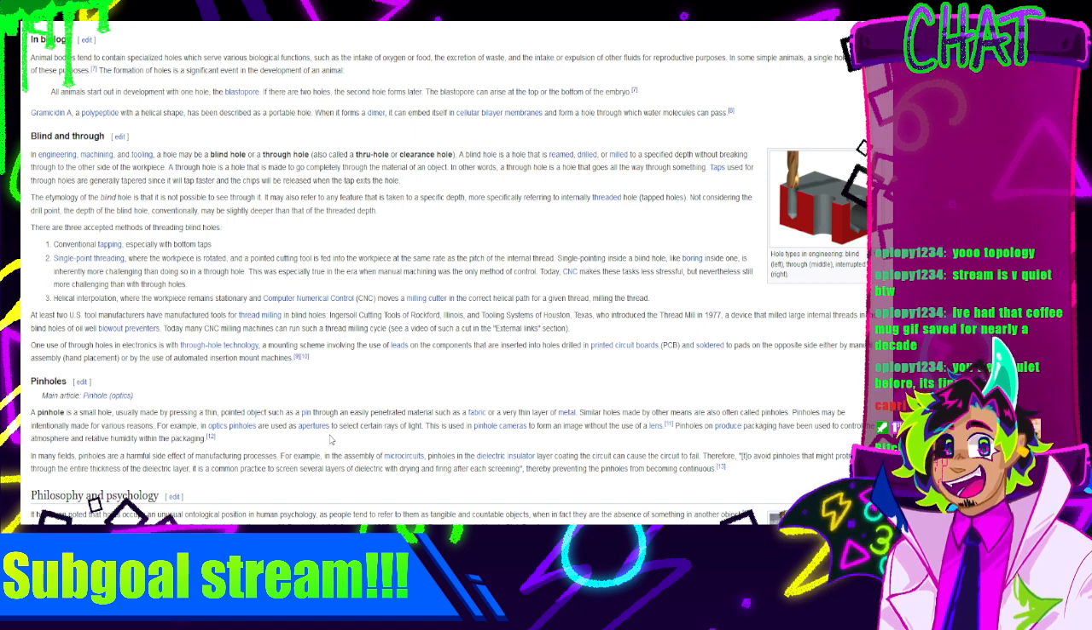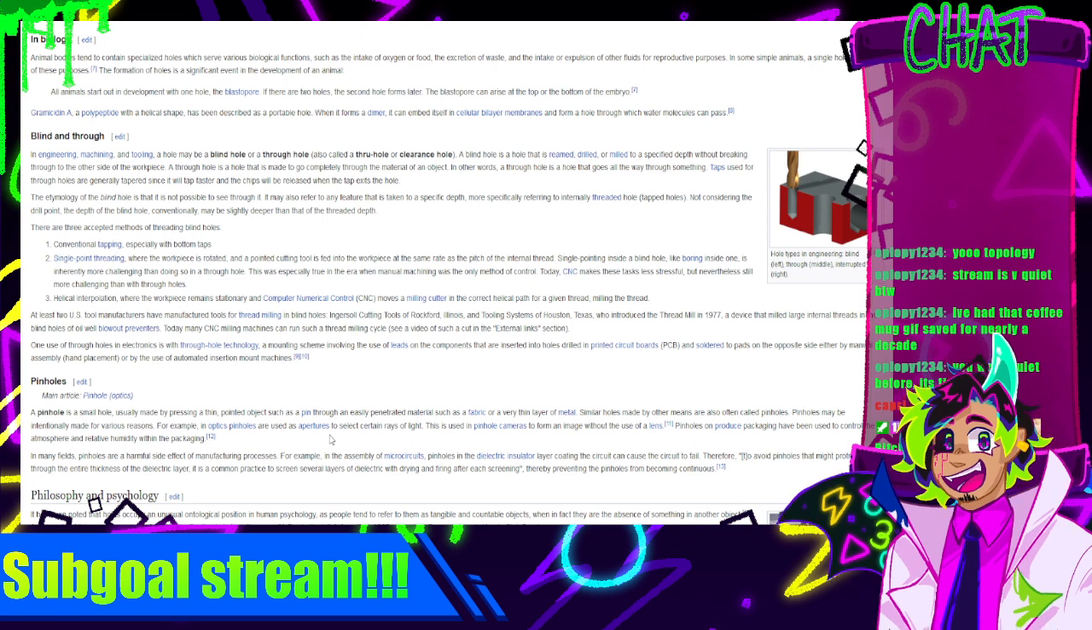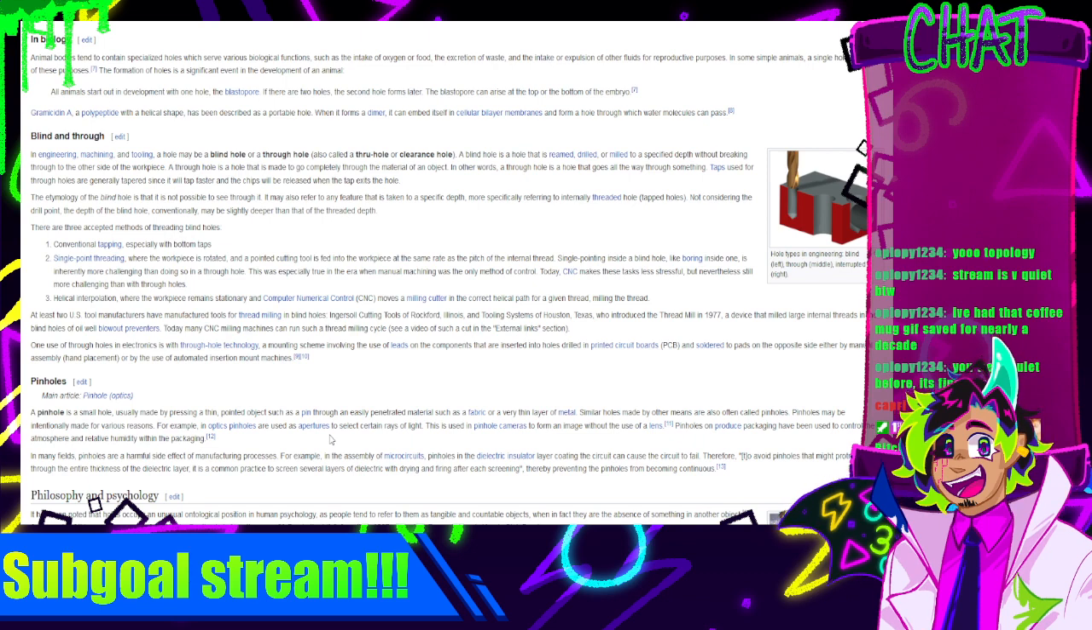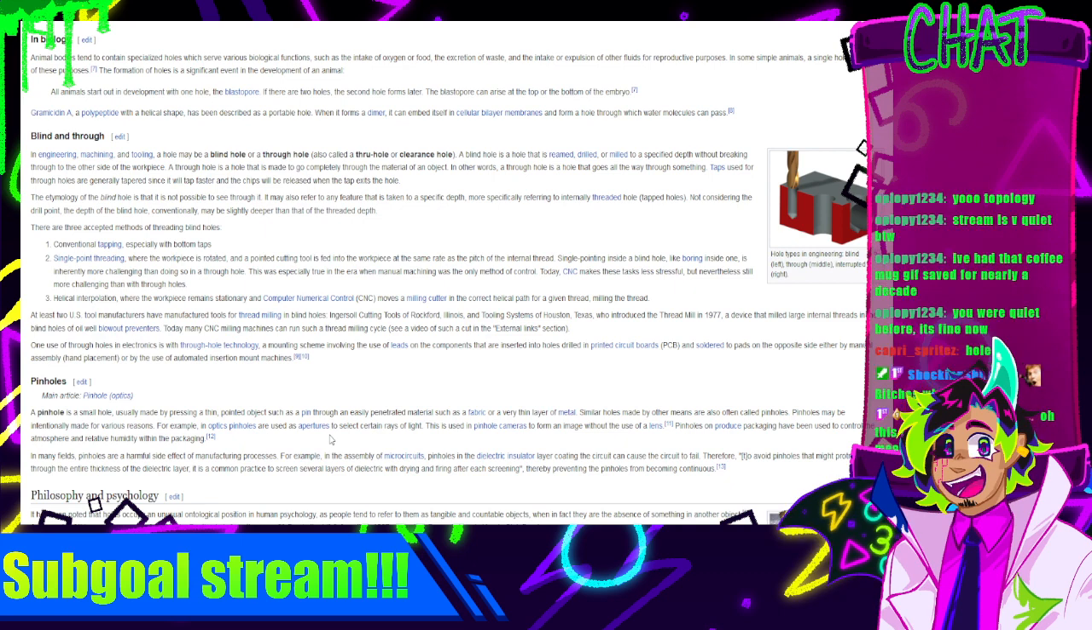At least 2 U.S. tool manufacturers have manufactured tools for thread milling in blind holes: Ingersoll Cutting Tools of Rockford, Illinois, and Tooling Systems of Houston, Texas, who introduced the thread mill in 1977, a device that milled large internal threads in the blind holes of oil well blowout preventers. Today, many CNC milling machines can run such a thread milling cycle. See a video of such a cut in the external links section.